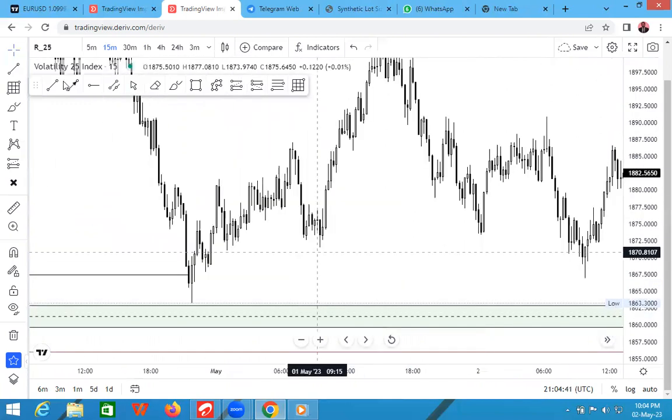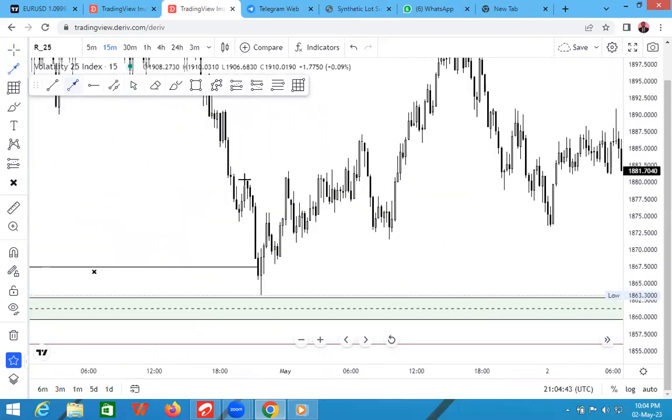I was waiting for a break of structure. Look at what price did. Price broke structure. That was the break of structure. Immediately I saw this break of structure, I called my friend. I told him, all right, let me show you.